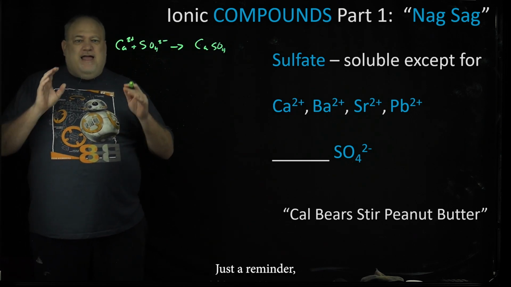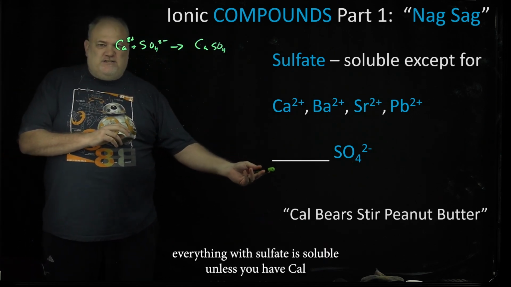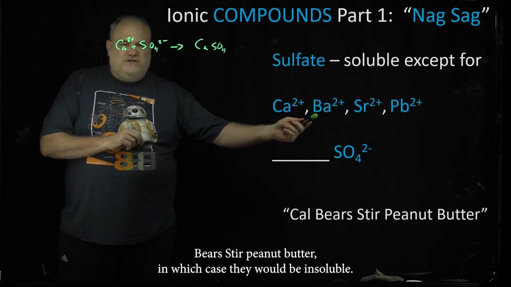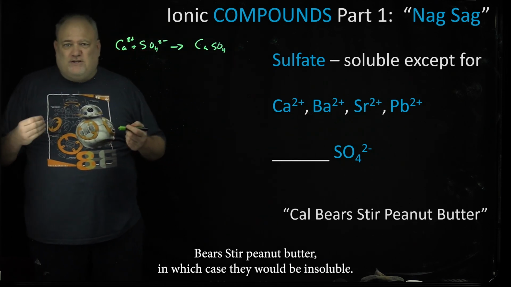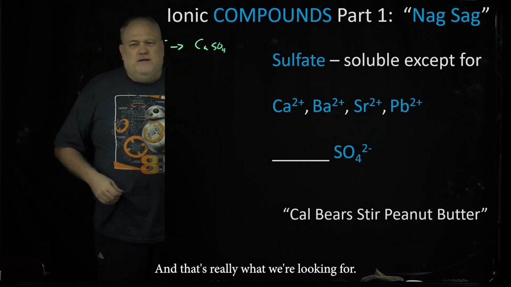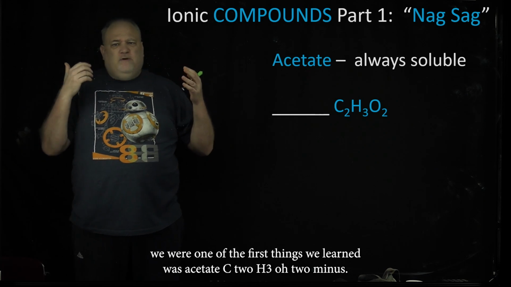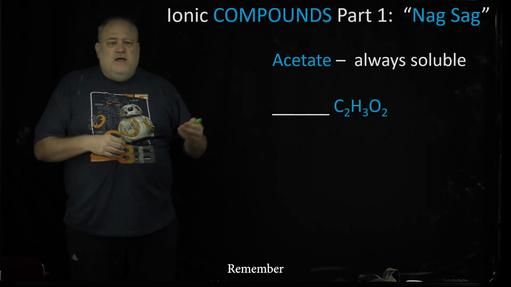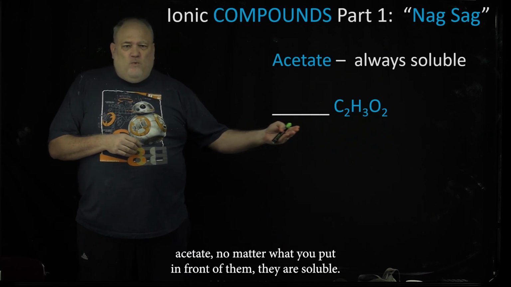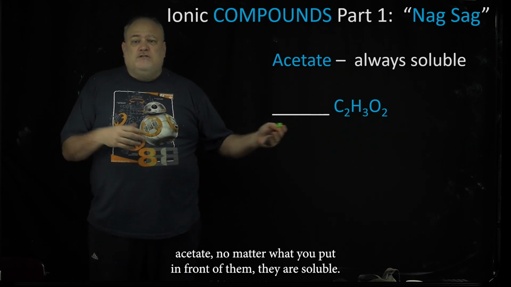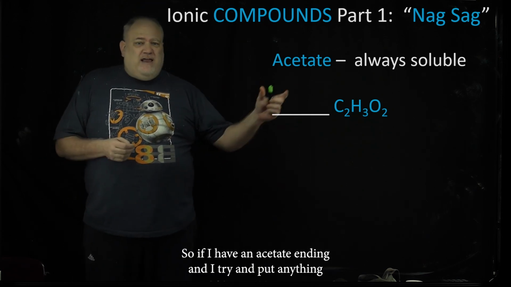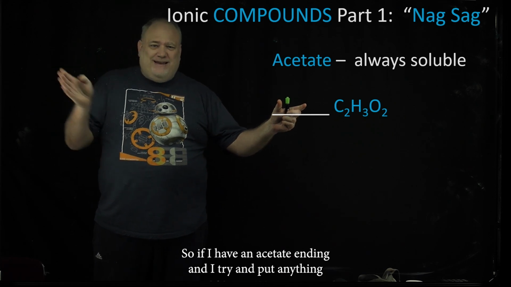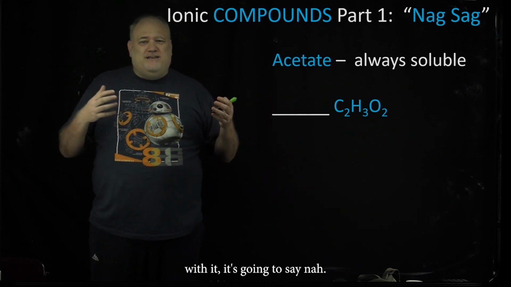Just a reminder, everything with sulfate is soluble unless you have Cal Bear Stir peanut butter, in which case they would be insoluble, and that's really what we're looking for. Now one of the first ions we learned was acetate, C2H3O2-, remember? Acetates, no matter what you put in front of them, they are soluble. So if I have an acetate ending and I try and put anything with it, it's going to say nah.